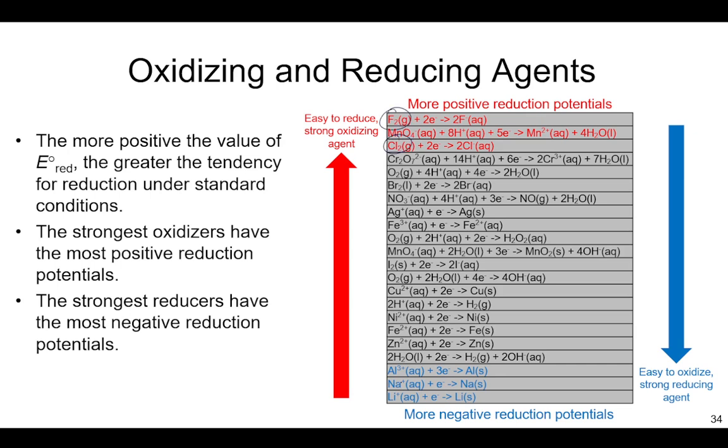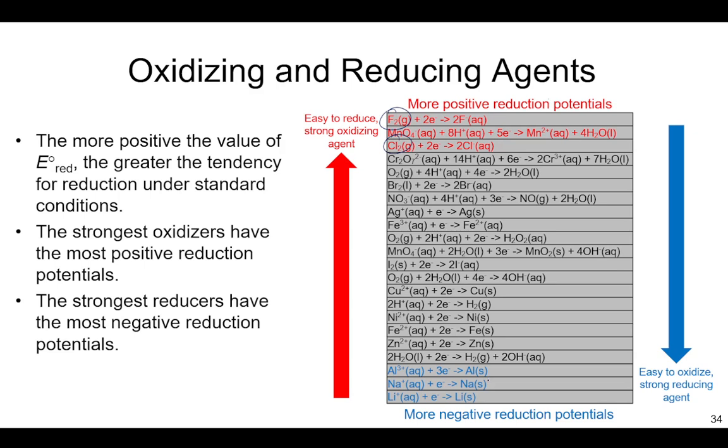And down here at the bottom, these are the things that are hardest to reduce or easiest to oxidize. Things like alkali metals, sodium and lithium, always want to lose their electrons, so they're going to be at the bottom of the table, the lowest or most negative reduction potentials, because they tend to want to be oxidized instead. All right, so the more positive the reduction potential, the easier these things are to reduce. The more negative the reduction potential, the easier they are to oxidize.